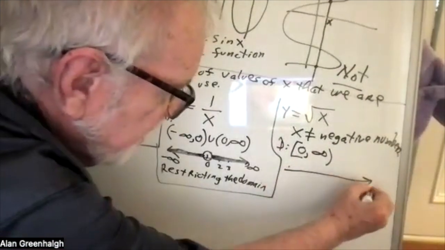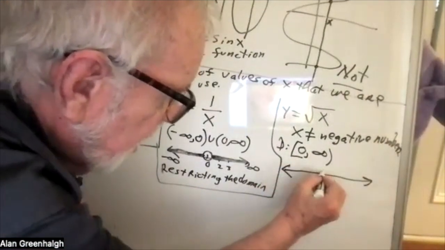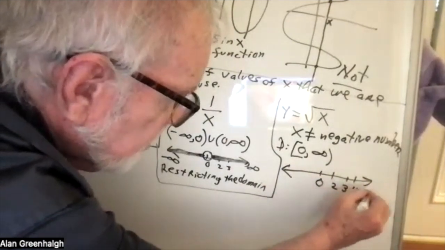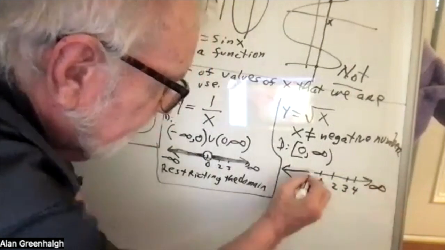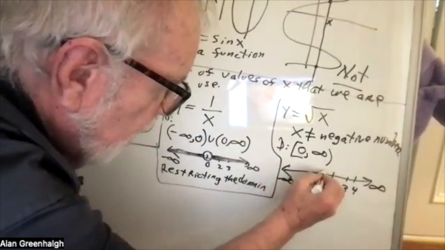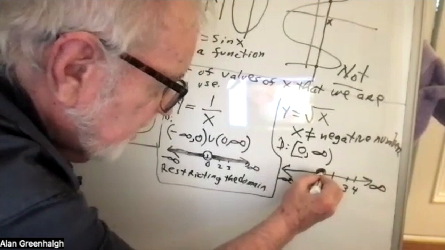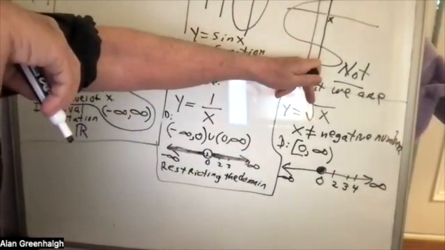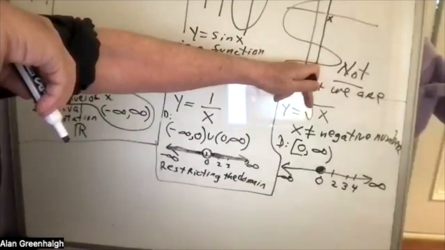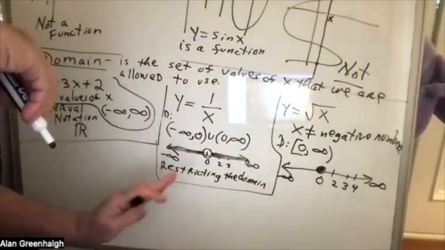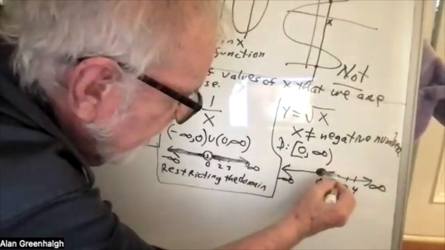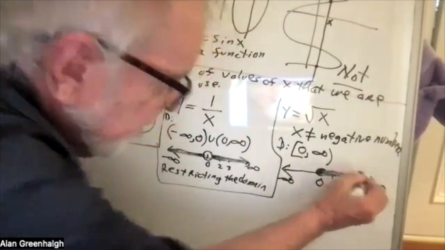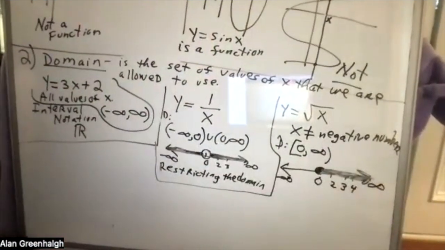So if you look at this in terms of some sample values, the square root of 0 is equal to 0. So that works fine. And then every number that's positive will work fine. So all these numbers represent the domain.